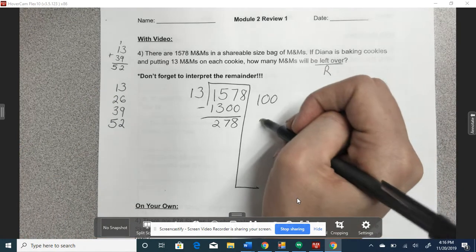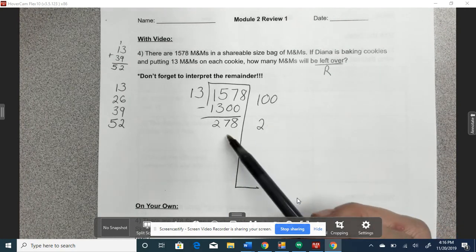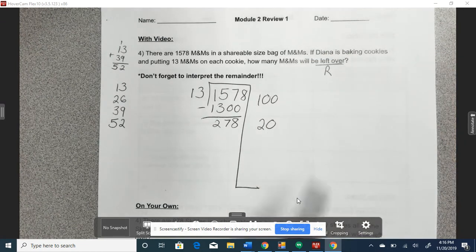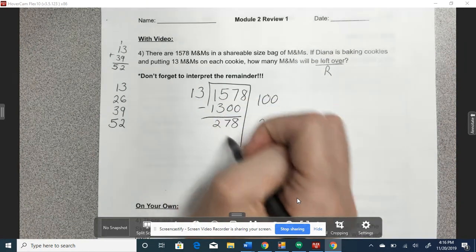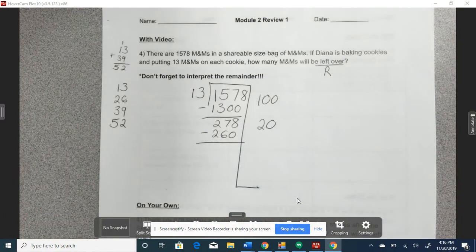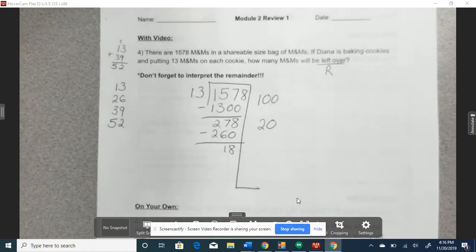So I'm going to put 2 over here. But wait, 13 times 2 is 26. I wanted 26 tens, so I need to be multiplying by 2 tens, which is 20. 13 times 20 is 26 tens, or 260. I'm going to subtract. I get 18 left.